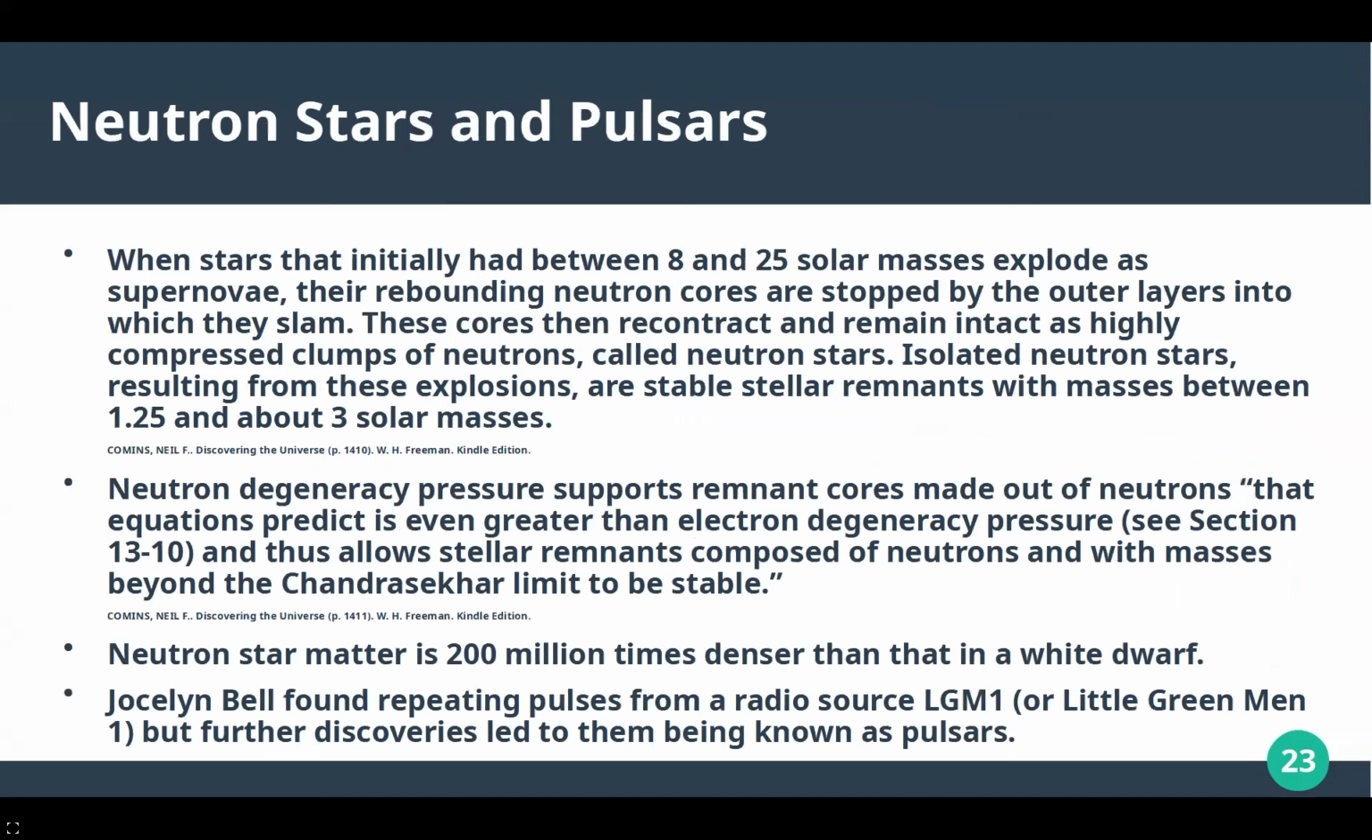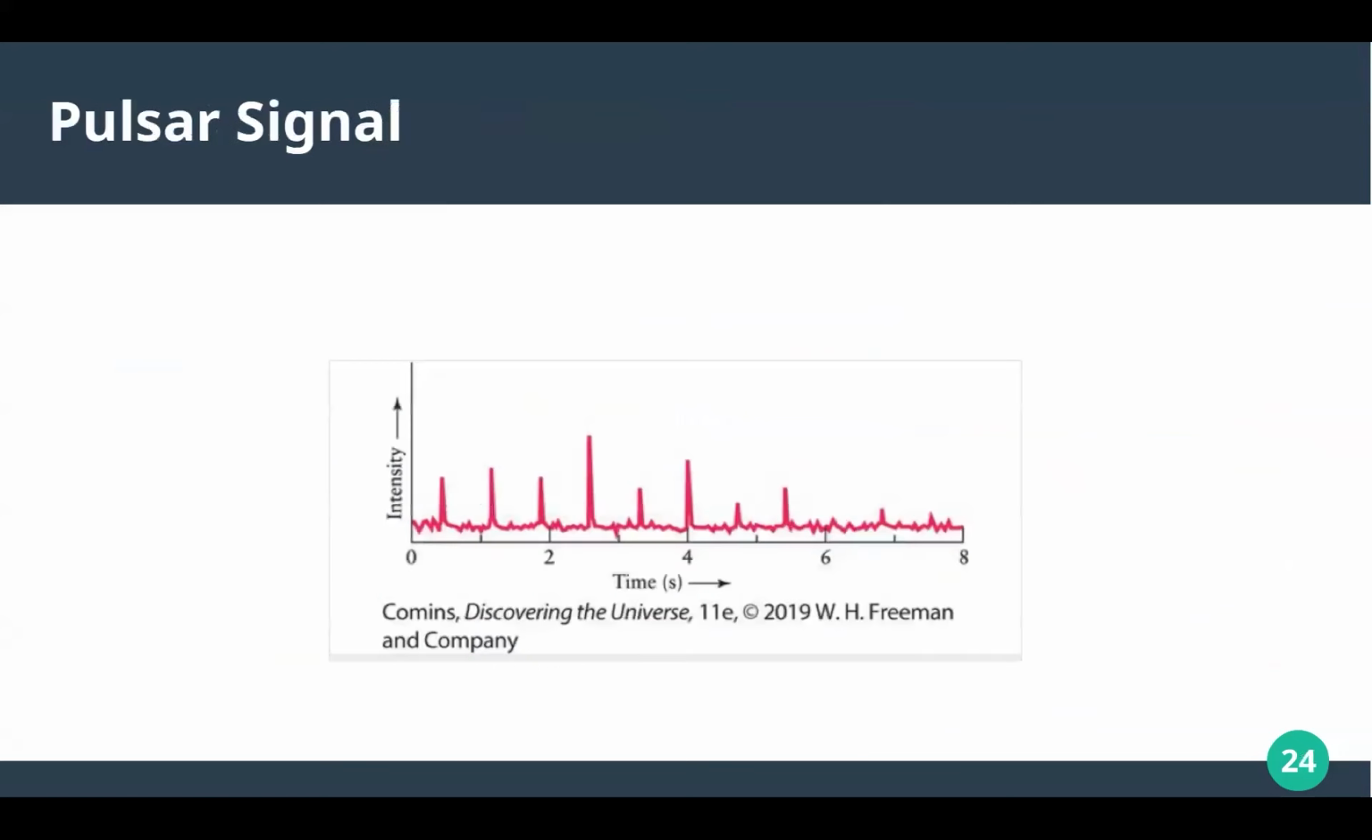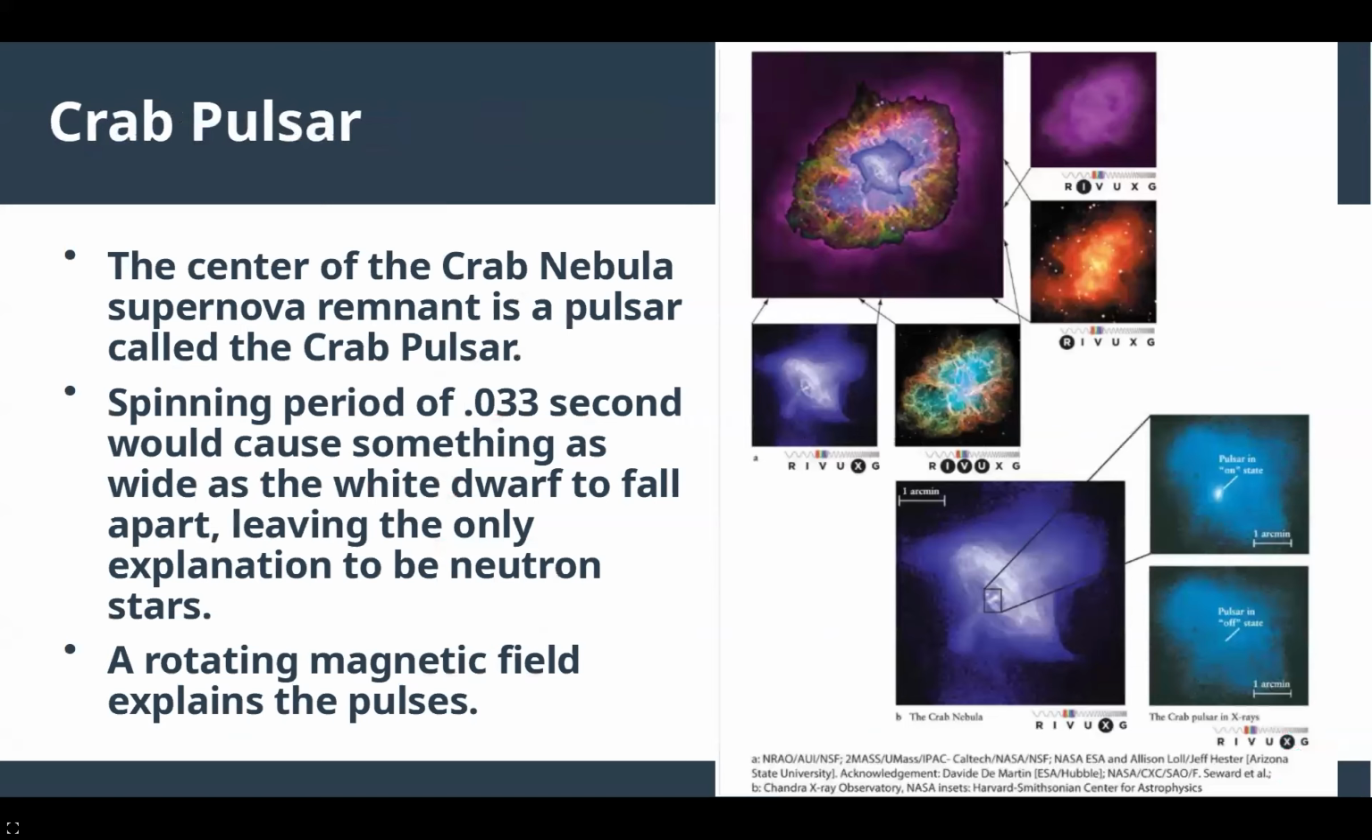Jocelyn Bell found repeating pulses from radio source LGM1, or Little Green Men 1, but further discoveries led to them being known as pulsars. Here we see the intensity of electromagnetic pulses that are coming in at a very constant rate, which initially led to them being thought to be created by aliens, but are now known to be created by pulsars, which are going to be explained in the next slides. The center of the Crab Nebula supernova remnant is a pulsar called the Crab pulsar.